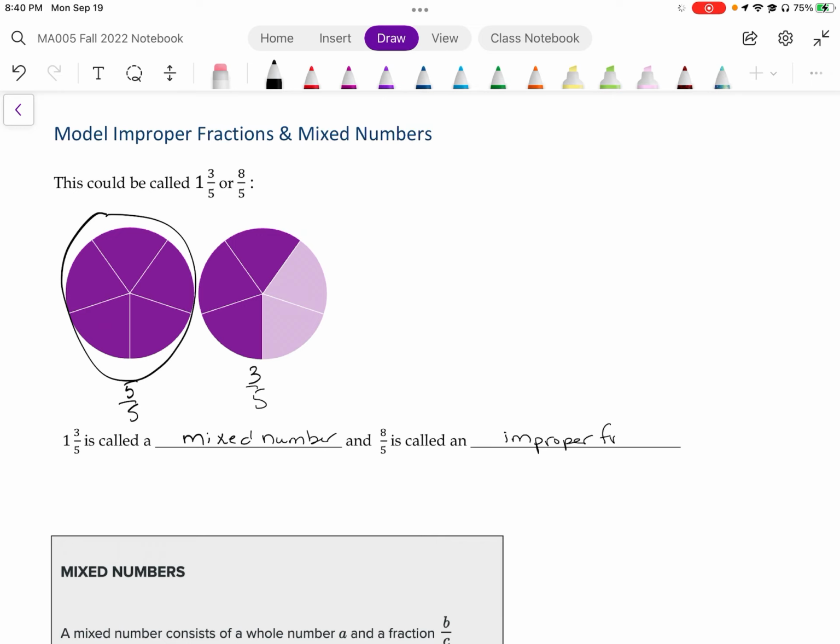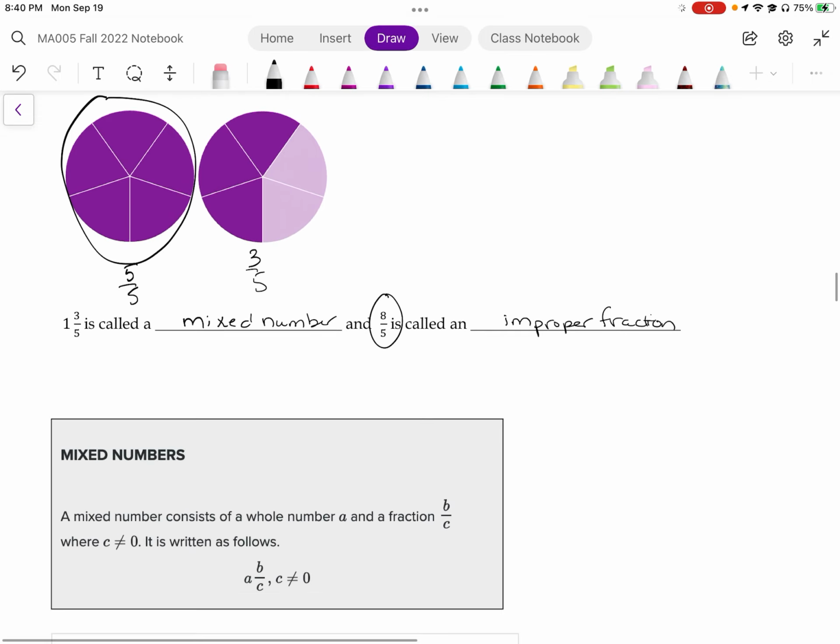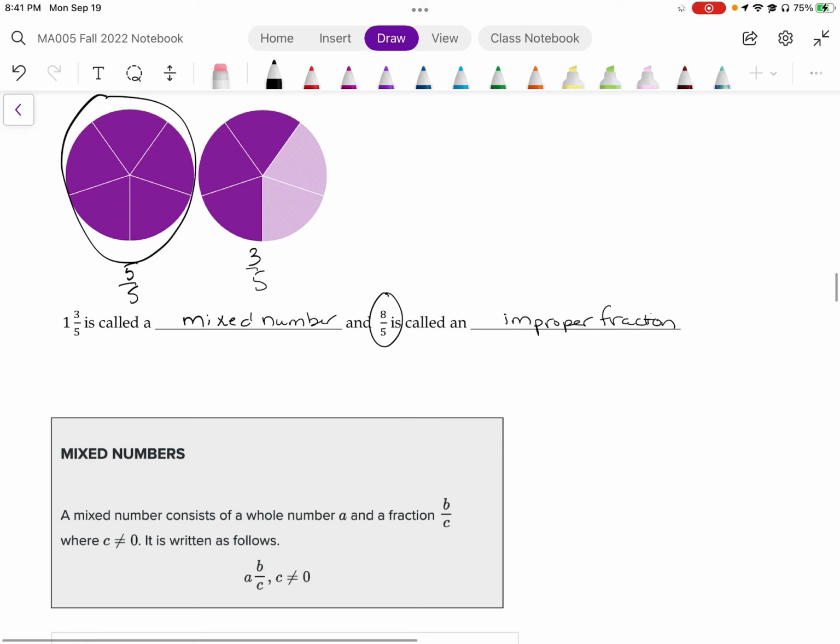Okay, I really don't like the word improper because it makes you think it's wrong. 8/5 is actually an easier number to use to do all sorts of math with. So mixed numbers are actually not something we use very often in math. We usually use improper fractions. All right, so a mixed number consists of a whole number, A, and a fraction, B over C. Okay, so we've got A and we've got B over C, and we just plop them side by side and say A and B over C, or 1 and 3/5. Okay, so that's how we would name that.